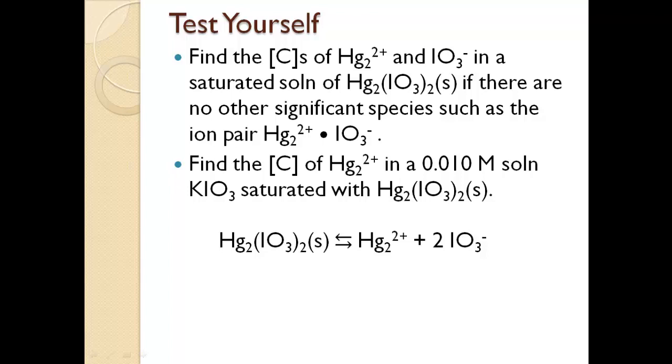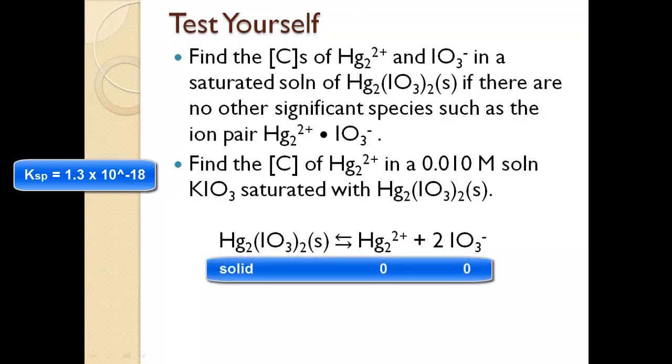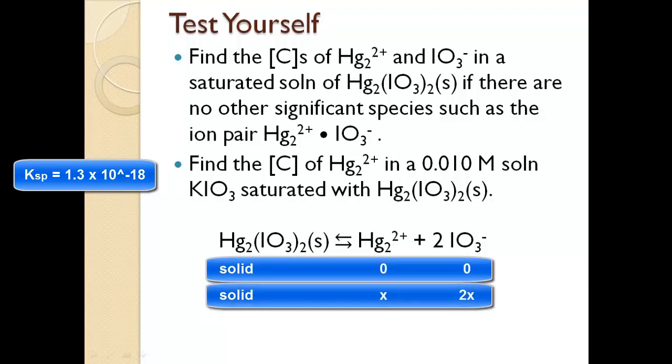The first thing you have to do is go to the back of the book, go to Appendix A, and figure out what the Ksp for that mercury(I) iodate is. So you have to look for iodates. If you do that, you'll find that the Ksp is 1.3 times 10 to the negative 18. If we write our little table, which probably you don't even have to anymore, you'll see that you have a solid at the beginning, and at the initial concentration, Hg2 2+ is 0, and of course the iodate is 0. At the final concentration, your solid is still a solid, and you're going to have x for your Hg2 2+ and 2x for your iodate. This is already starting to become old news.